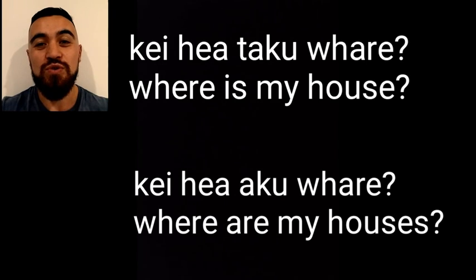Now we're going to go through this same step for each of the other ones. We're going to go through the singular step and the plural step. So the next one was my. Where is my house? And where are my houses? So kei hea taku whare and kei hea aku whare. So in the first one, taku, T-A-K-U, and the next one we just drop the T. Very simple. Kei hea taku whare, where is my house? Kei hea aku whare, where are my houses?